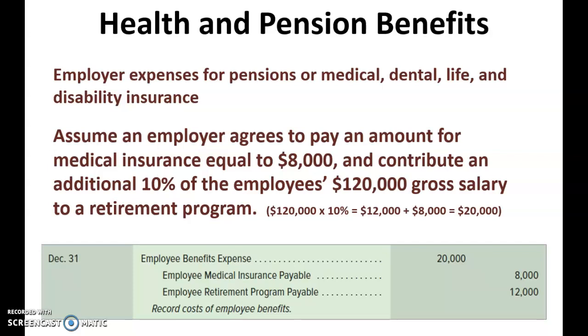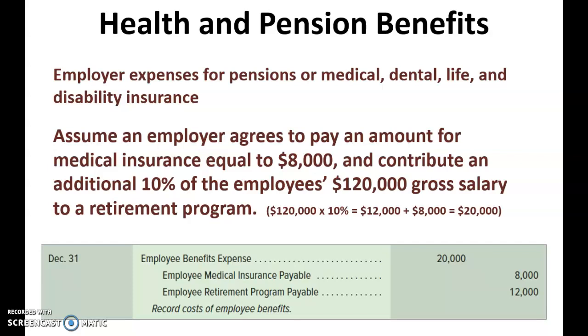To illustrate, assume an employer agrees to pay an amount for medical insurance equal to $8,000 and to contribute an additional 10% of the employee's $120,000 gross salary to a retirement program. Let's do the calculations. All of the employees together earned $120,000. Multiply that times 10%. That equals $12,000 contribution to the retirement program, plus $8,000 contribution to the medical insurance. That equals a total expense of $20,000 for this period.